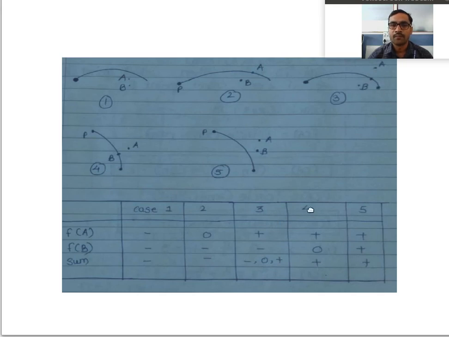So the sign is based on the distances of A and B from the boundary of the circle. In case number 4, point B is on the boundary of the circle and A is outside the boundary of the circle, and if you take the addition of function of A and function of B, we will find a plus sign for A, 0 for function of B, and it will produce a positive result. For the fifth case, A and B are both outside the boundary of the circle, so function of A has a positive result, function of B is positive, and the sum is also positive.